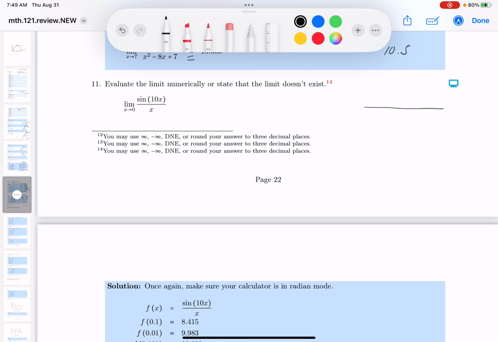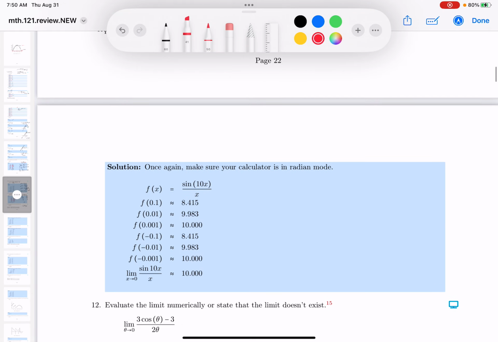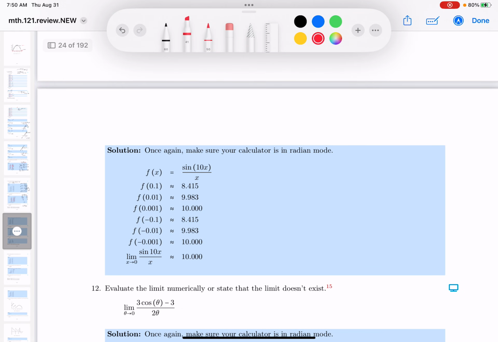I want to get close to the number zero from both the right side and left side. Let's go through that. We should be getting better at this. From the right, I'm going to say 0.1, 0.01, 0.001. Then I evaluate the function. This is the function I'm evaluating, by the way, and I'm getting these numbers over here.